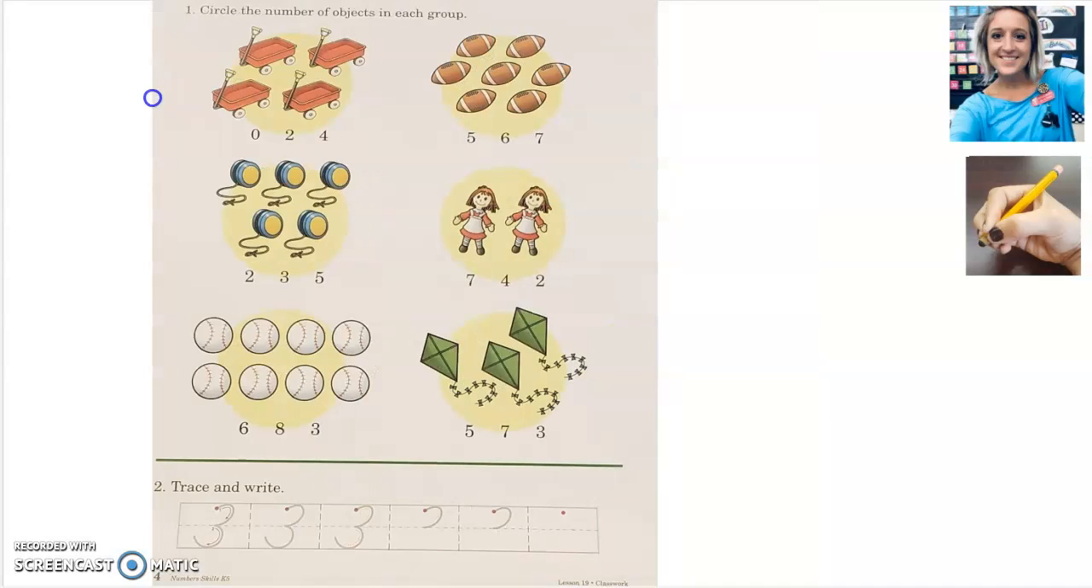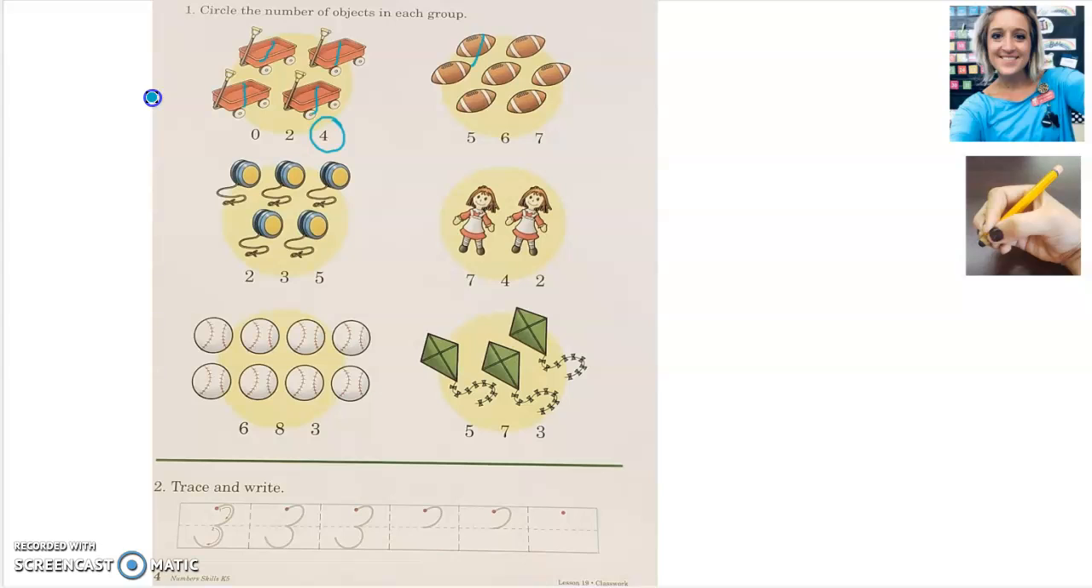All right, so the back of your sheet, number 1 says circle the number of objects in each group. So we're just going to count them together. Let's count the wagons. 1, 2, 3, 4. So let's look down here and find the number 4. Good, right here.